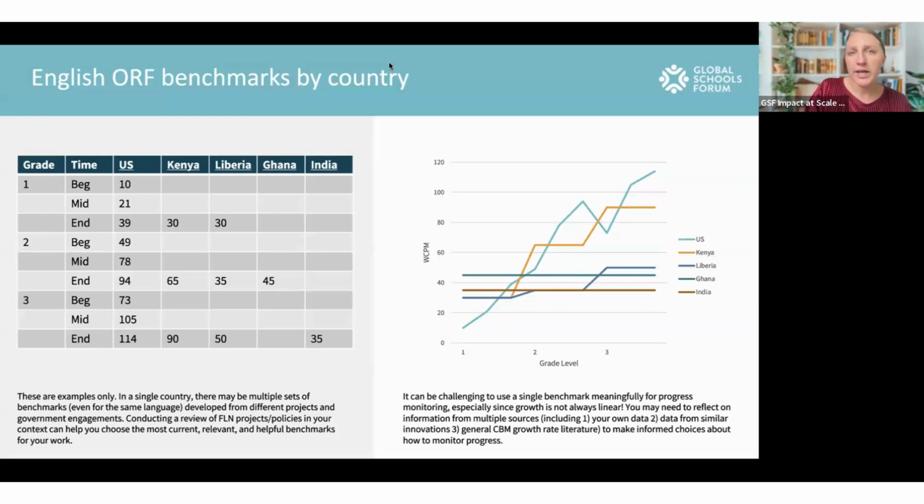And while another challenge can be, if we only have one benchmark, how do we work backwards to know what should a first grader be able to do? What should a second grader be able to do? But again, there has been a lot of research done in this area to get a sense of how reading levels progress over time. So you might be able to use your own data from similar innovations, or even just general progress monitoring literature to make informed choices.